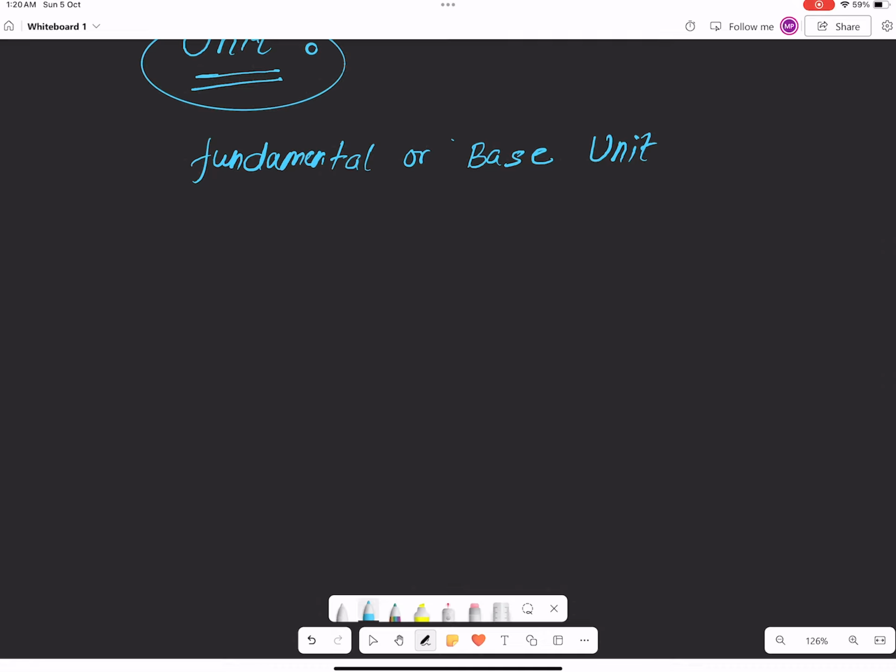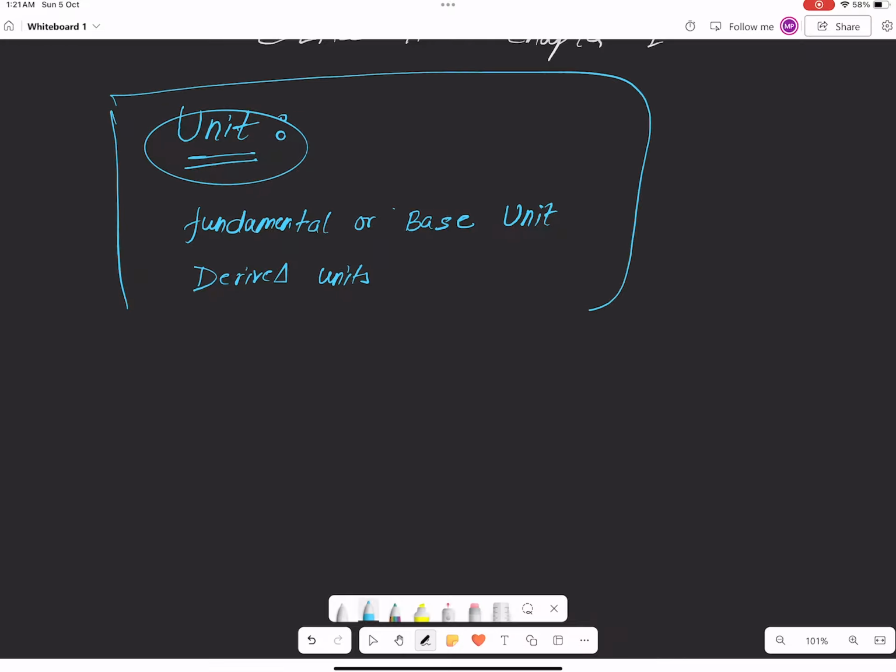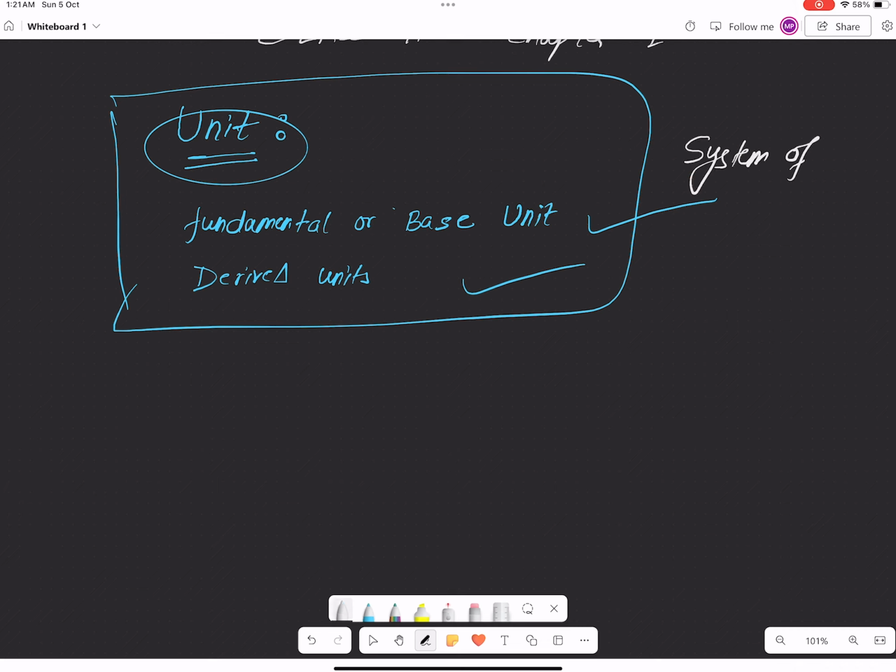The units of all the other physical quantities can be expressed as combination of the base units. Such units obtained for the derived quantities are called derived units. So the complete set of these units, both base units and derived units, is known as system of units.